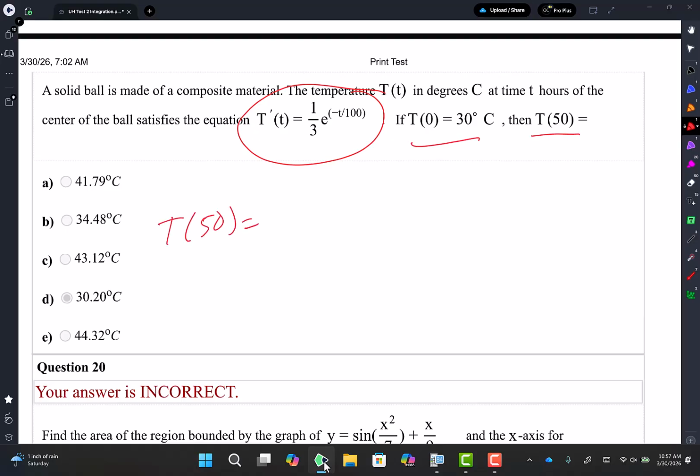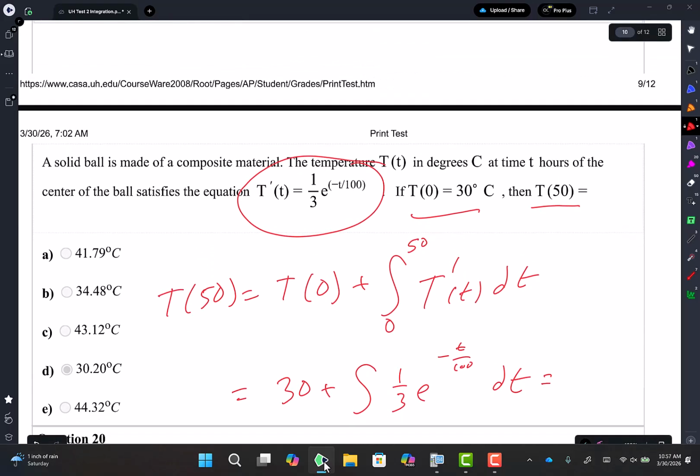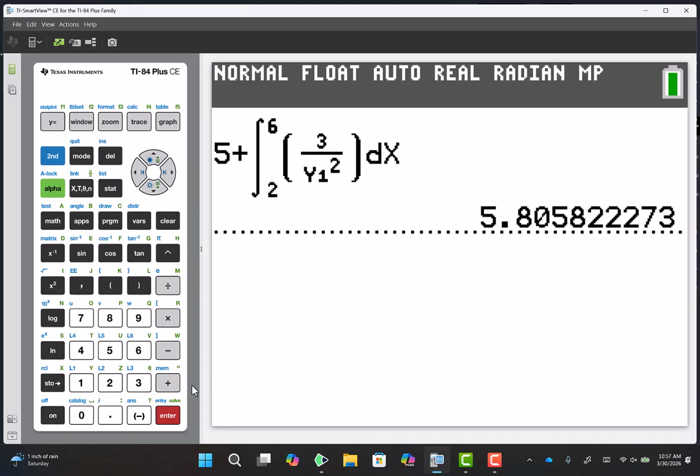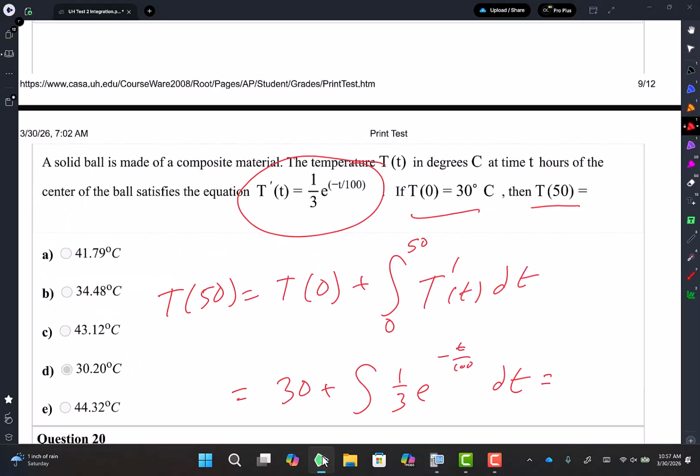T of 50 equals T of 0 plus integral from 0 all the way to 50 of T prime. So you're going to write 30 plus integral 1/3 e to the negative t over 100 dt. And let's see what that is. So I'm going to take my calculator. 30 plus, make sure you practice, guys. Math 9 from 0 all the way to what? 50.